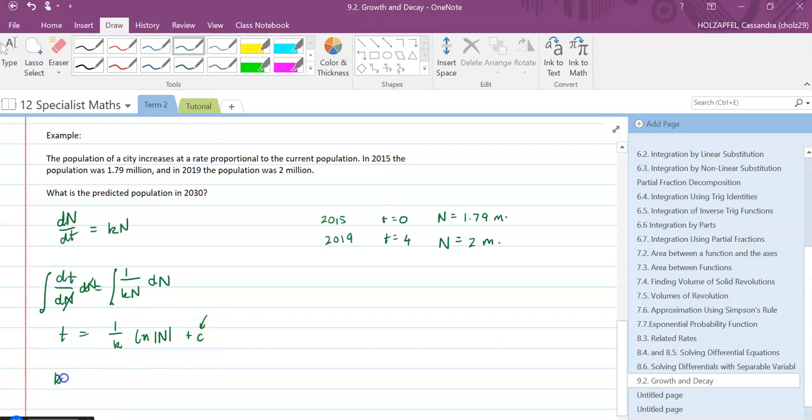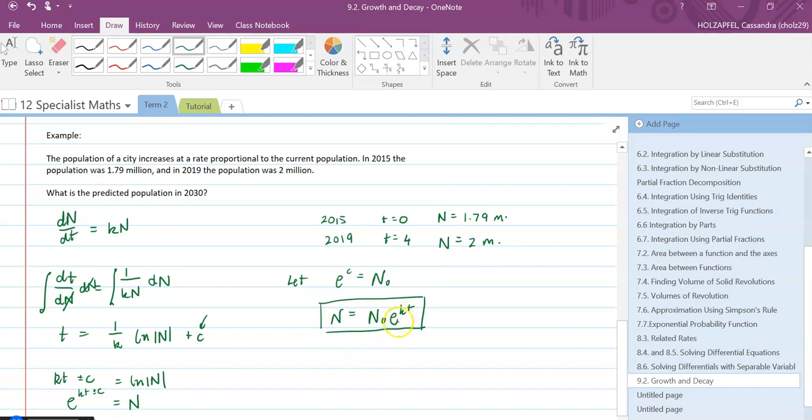So we end up with kt plus or minus c is equal to ln of n, and then we get e to the kt plus or minus c is equal to n. So now what I'm going to do is, again, let e to the power of c equal some constant value, because we know that anything raised to a constant power is also going to be a constant itself. So n will be equal to n naught e to the kt. So there we have our general formula.